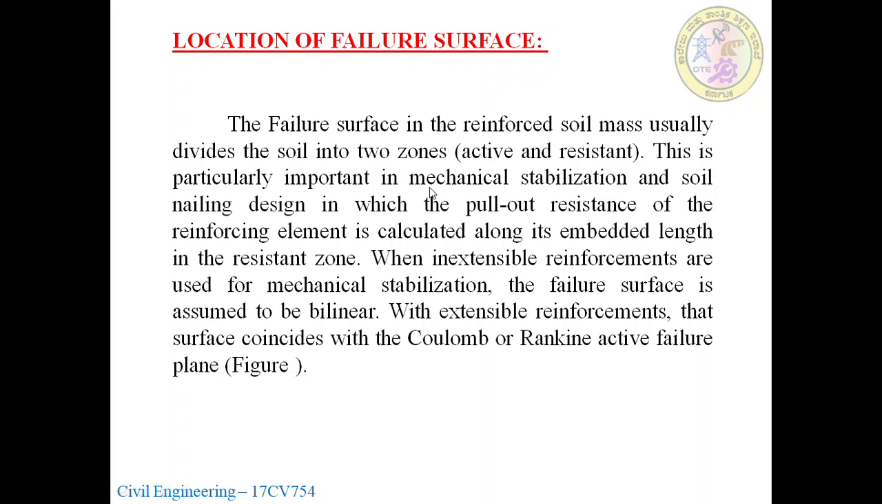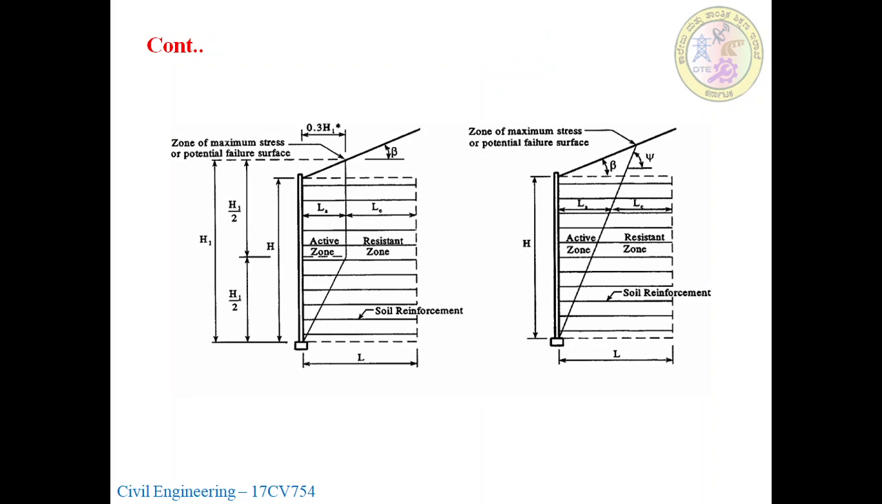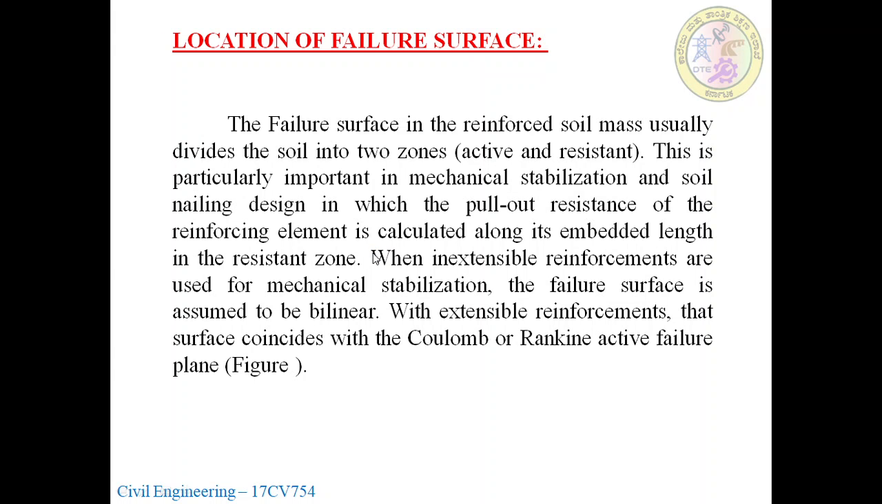This is particularly important in mechanical stabilization and soil nailing design, in which the pull-out resistance of the reinforcing element is calculated along its embedded length in the resistant zone. When inextensible reinforcements are used for mechanical stabilization, the failure surface is assumed to be bilinear. With extensible reinforcements, that surface coincides with the Coulomb or Rankine active failure plane. So for the active zone there are two cases: inextensible and extensible.